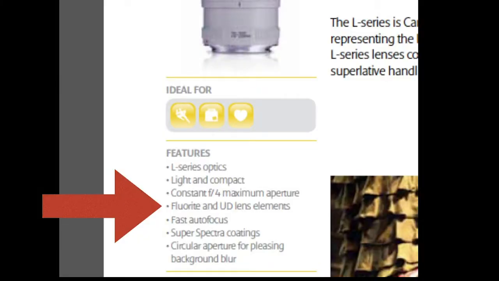Wow, what's so great about this lens? L series. People who are in the Canon world like their L series lenses. It just means more professional level and better weatherproofing and all that kind of stuff. So L series optics, light and compact, constant f4 all the way through. And right there in the middle, fluorite and UD lens elements. UD stands for ultra low dispersion lens element. You'll see fluorite pop up in a lot of different ads for different lenses because it's pretty common for a manufacturer.